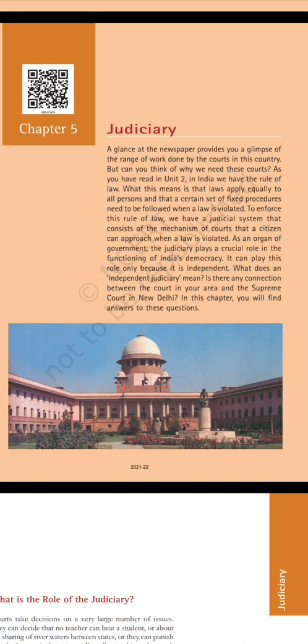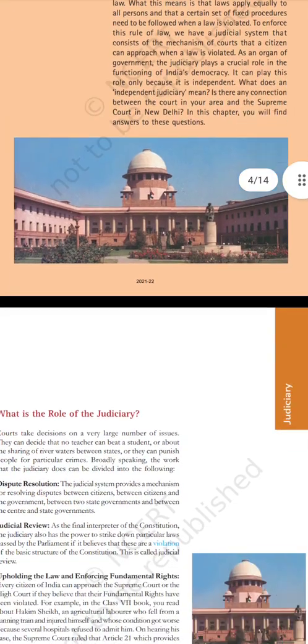To enforce this rule of law, we have a judicial system that consists of the mechanism of courts that a citizen can approach when a law is violated. As an organ of government, the judiciary plays a crucial role in the functioning of India's democracy. It can play this role only because it is independent. What does an independent judiciary mean? Is there any connection between the court in your area and the Supreme Court in New Delhi? In this chapter, you will find answers to these questions.